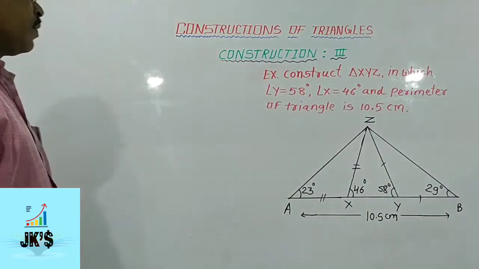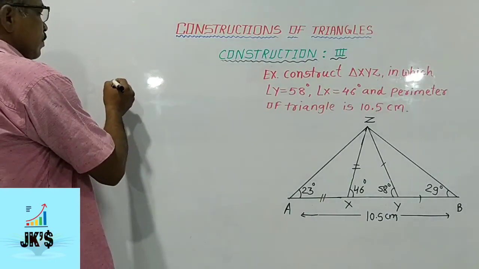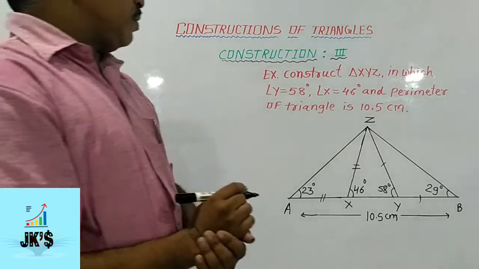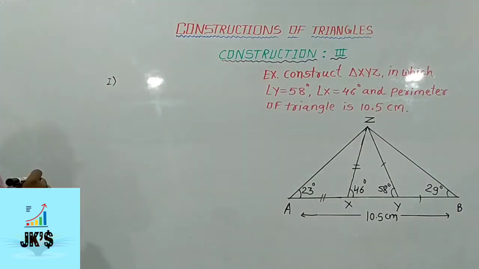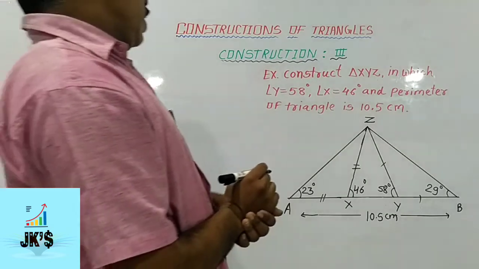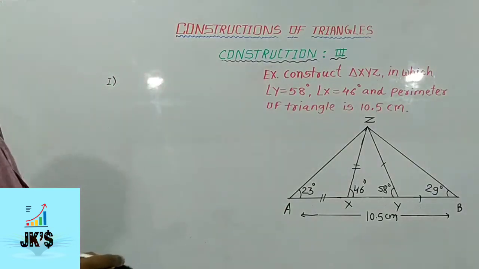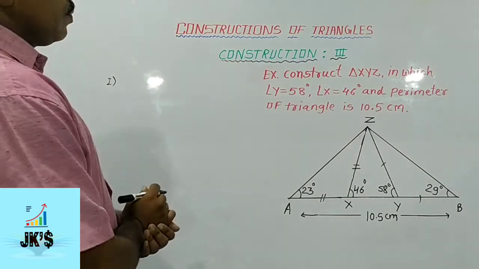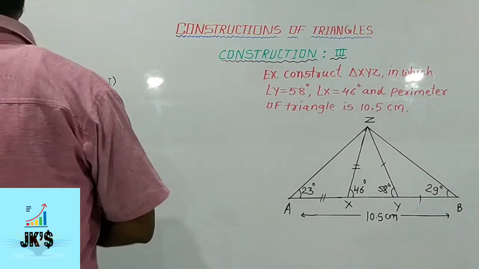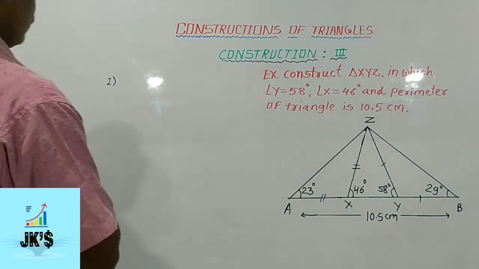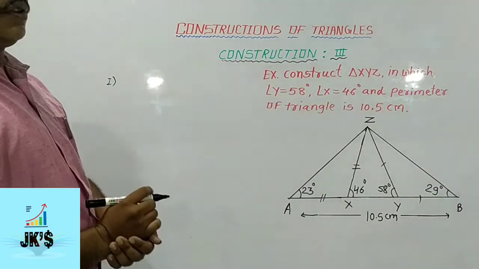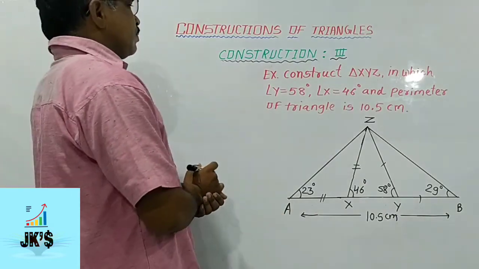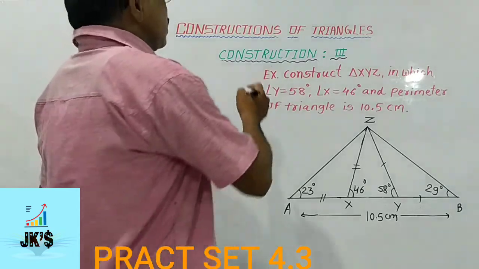For this friends, at first we have to use the theorem, that is the remote interior angle theorem. Remote interior angle theorem. And the second one is the isosceles triangle theorem. So friends, just see this example first.